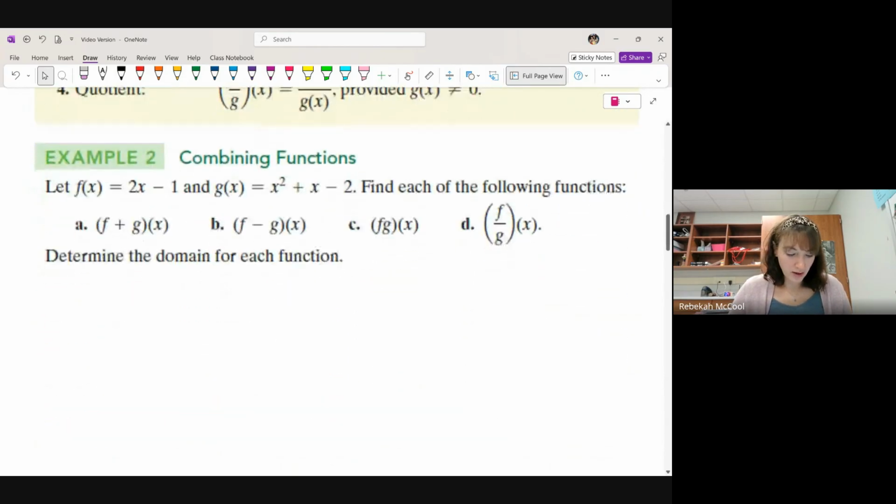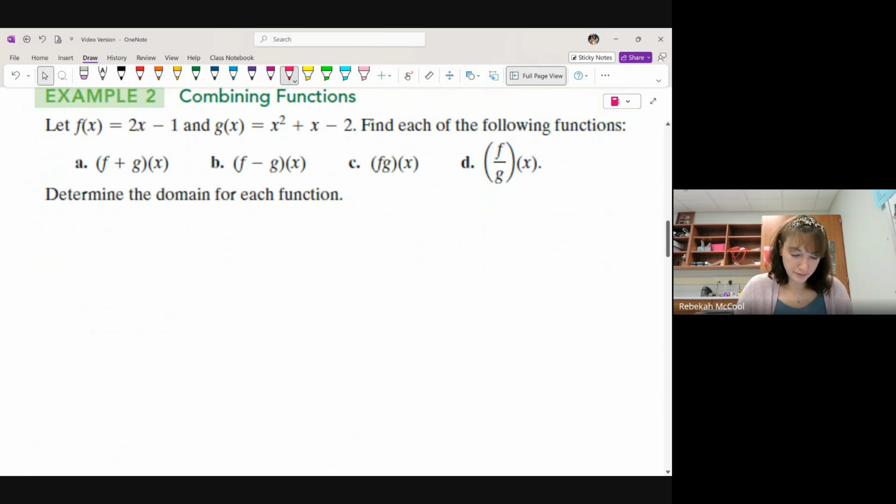Right? So let's say we've got these two functions, 2x minus 1, and then x squared plus x minus 2. So the first thing we're going to do is we're just going to add. So when we add, order doesn't matter. So I don't need any type of parentheses or anything here. I can just combine my like terms.